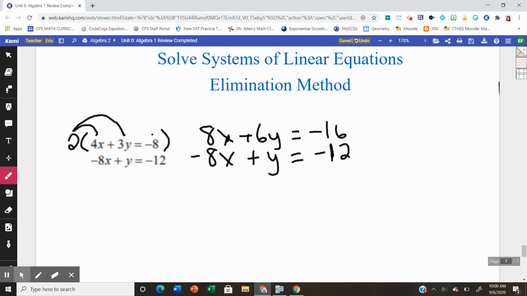And then I see that I have a positive 8x and a negative 8x. If I add those together, they eliminate each other, right? And that's the purpose of this elimination method here. So let's go ahead and add our rows.